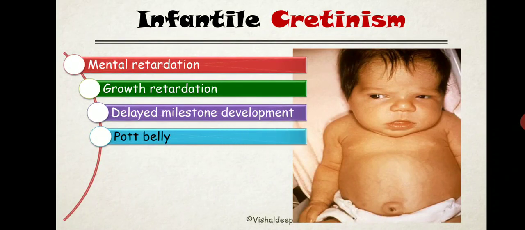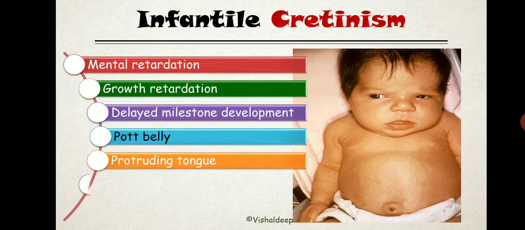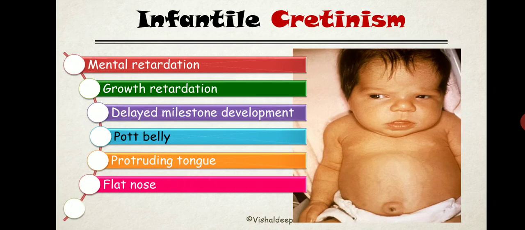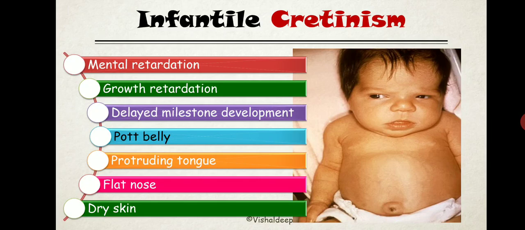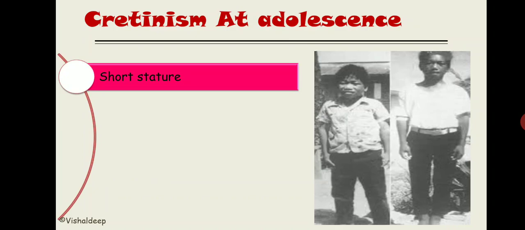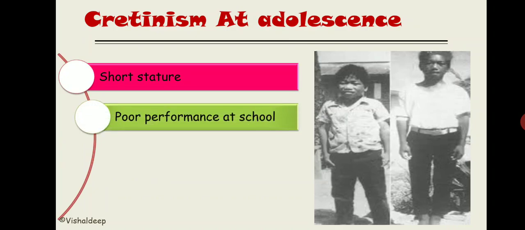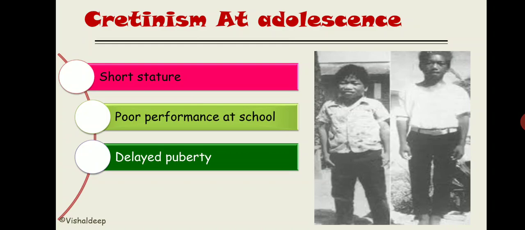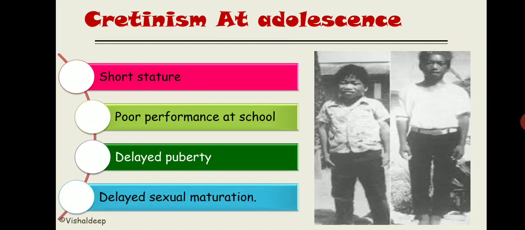Then pot belly, protruding tongue, flat nose, dry skin, and sparse hair. The hair might also be decreased. So these are the clinical features of infantile cretinism. These last four you can easily elaborate in the diagram. Now what happens at the adolescent level? Cretinism in the adolescent: the person cannot have a normal height. There is short stature, poor performance at school, delayed puberty and delayed sexual maturation. This is all about cretinism.